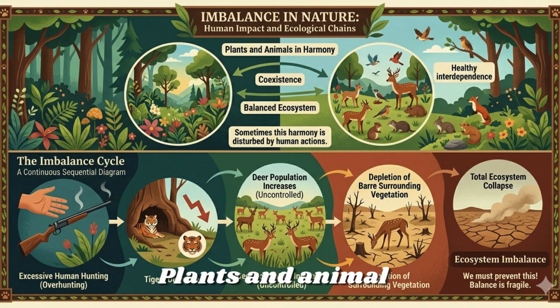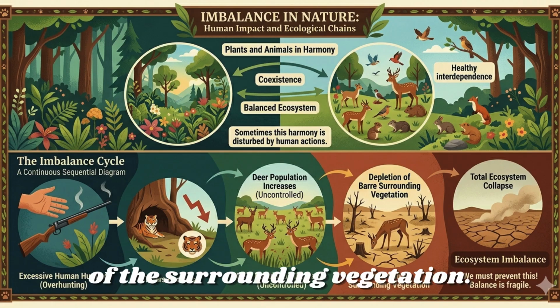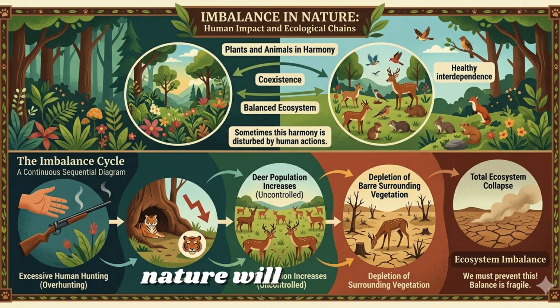Interdependence. Plants and animals depend on each other. Plants and animals live in harmony with each other. However, sometimes this harmony is disturbed by human actions or due to some other reasons. This results in imbalance of nature. For instance, if due to excessive hunting, the number of tigers decreases in a jungle, it will lead to increase in population of deer. This will then lead to depletion of the surrounding vegetation. Thus, imbalance of nature will be created.